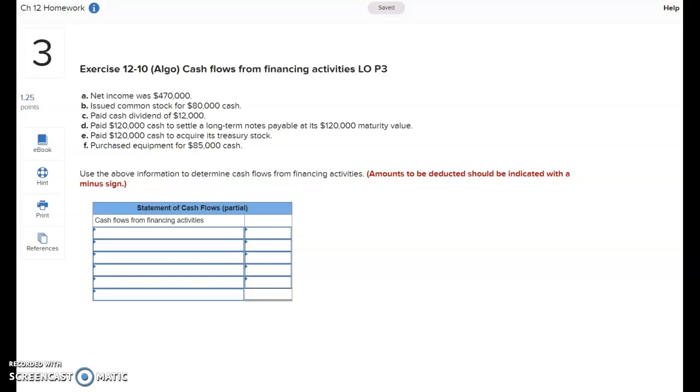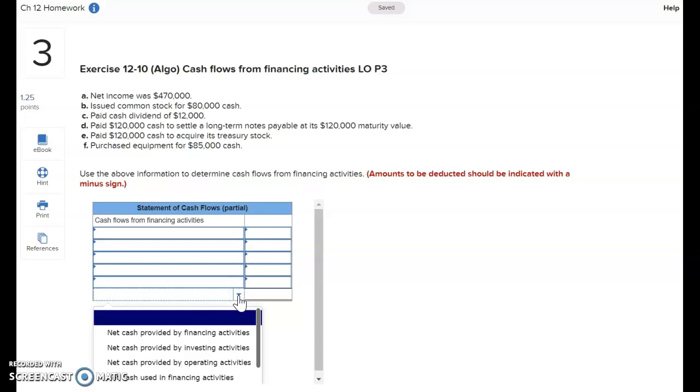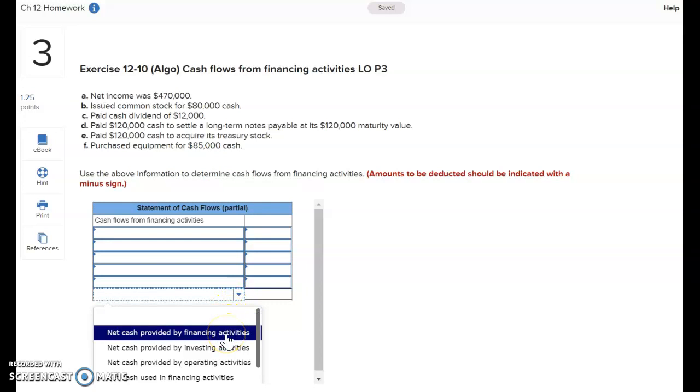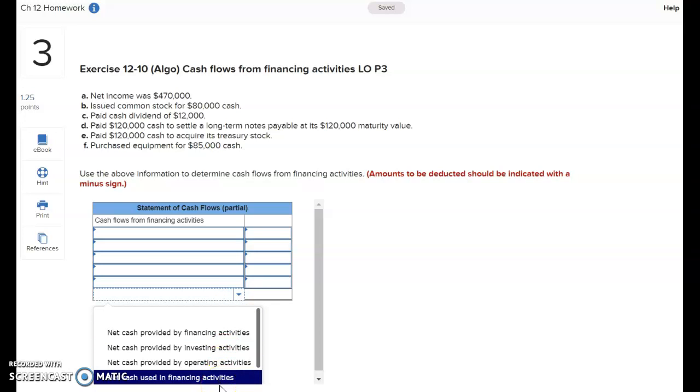For question 3, this is the financing activities. This is going to be on page 434 to 435. And you're not going to use all of the choices. But again, if it's a cash receipt, it's a positive number. If it's a cash payment, a negative number. And choose your label. Net cash provided by financing if it's positive. Net cash used in financing if it is negative.